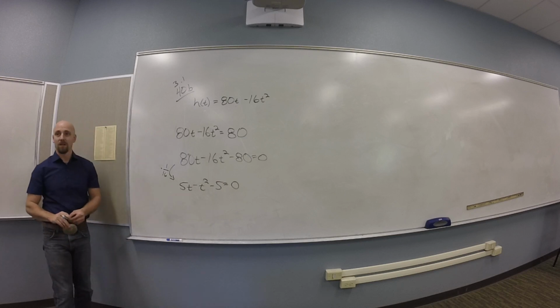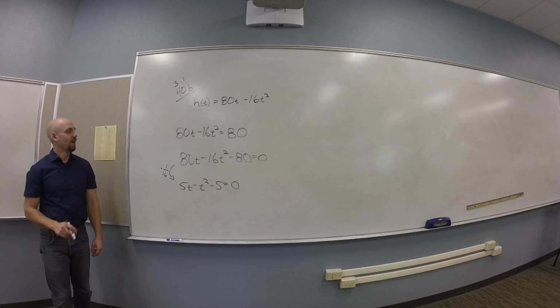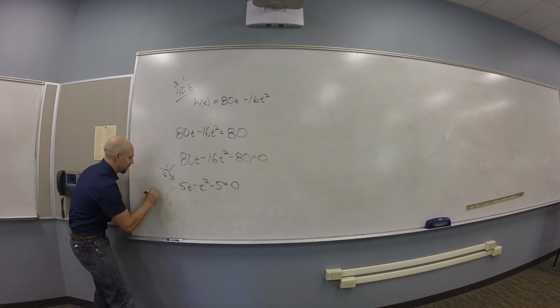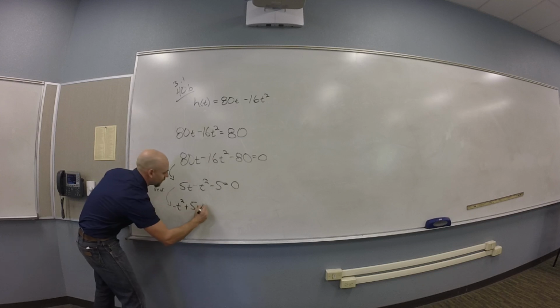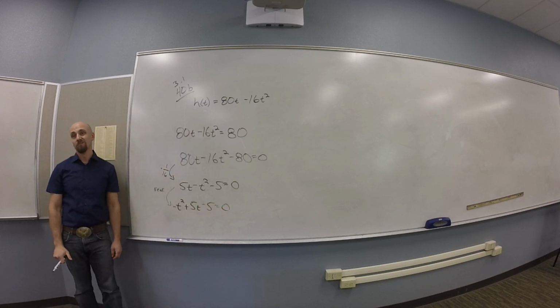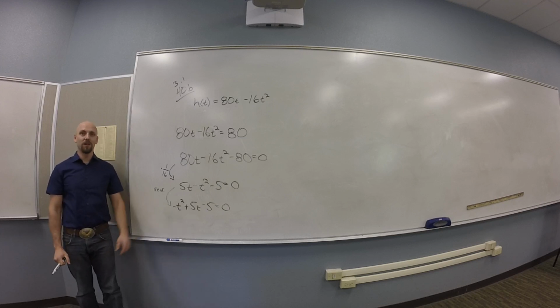Can you make it negative t squared plus 5t minus 5, just to make it look like a standard equation? That's a great idea. So rearrange to negative t squared plus 5t minus 5 is 0. Just to put it in the usual form. That's a good reflex to have actually. If you guys have that reflex, it's going to help.